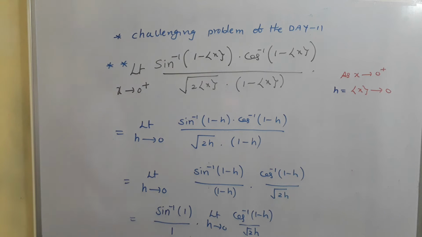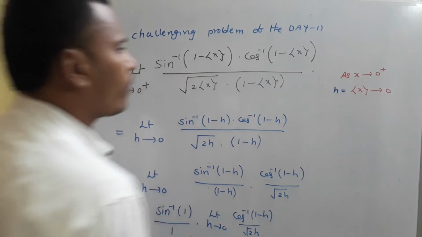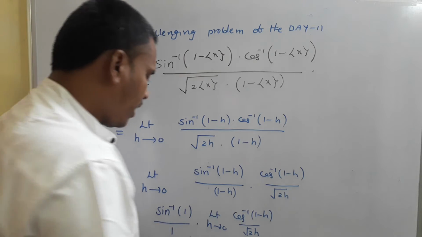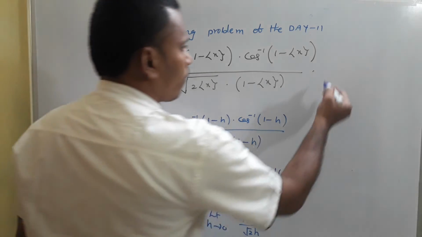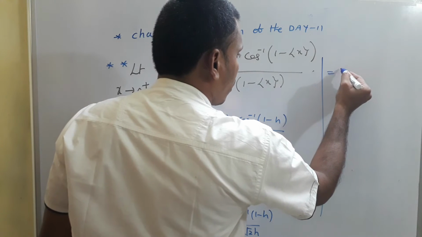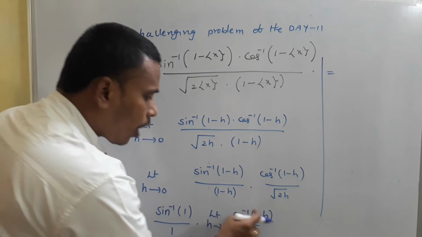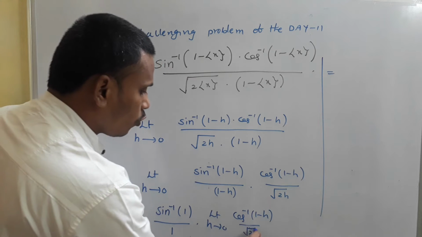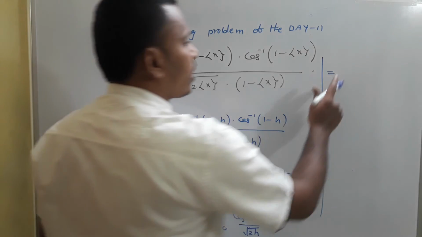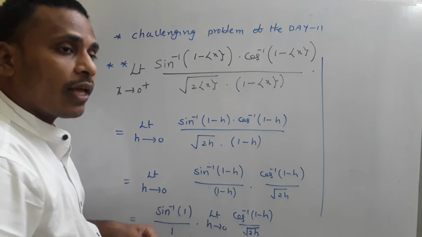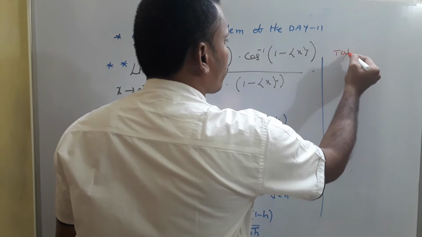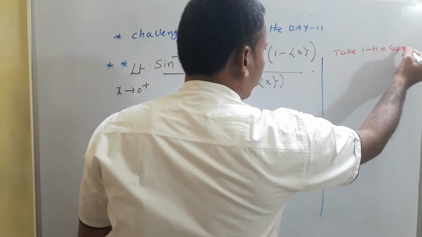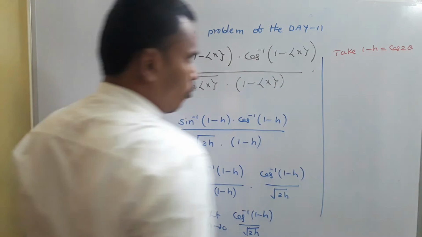Now, how to simplify this? See, now just have a look. Sin inverse of 1 is what? Pi by 2. Sin 90 is 1. So this value is pi by 2 and this is 1. So now this is equals to, the first term is pi by 2, okay. But how to solve the second part? To solve this second part, this is root 2h. You just take this 1 minus h as some cos theta. Here we need to take another substitution, okay. And that substitution is nothing but take 1 minus h as cos theta. Or you may take cos 2 theta, no problem.